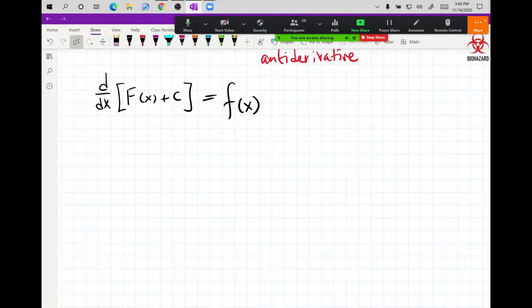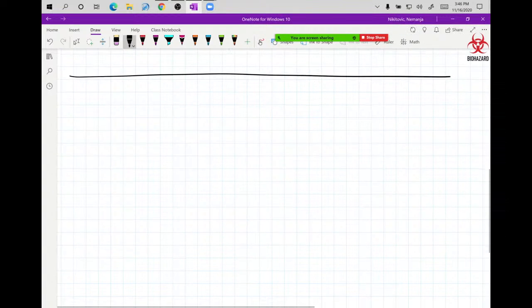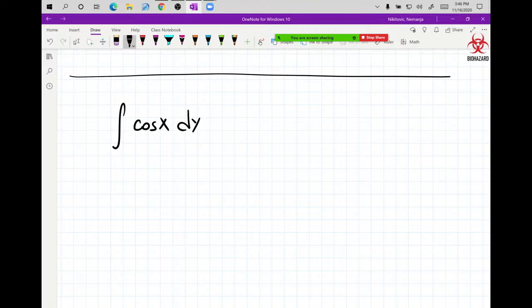So, let's think about this a little bit. What is the integral of cosine x dx? Now, guys, the way you should be thinking is what goes in a box, and you always put plus c at the end, so that the derivative of that thing is cosine? Can anyone offer that solution? So what should go in a box when differentiated gives me cosine?